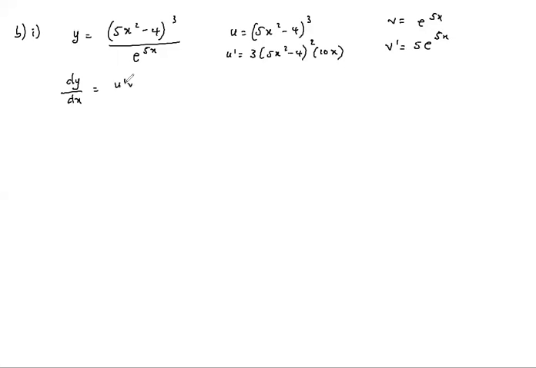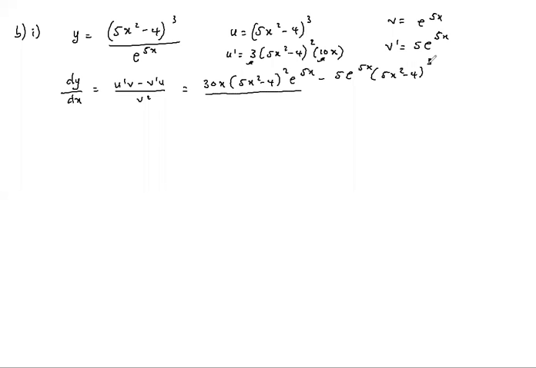Then we are now looking for this over v squared. You can multiply this 3 by 10 and get 30x, then (5x squared minus 4) to the power 2, multiplied by v, which is e^5x, minus 5e^5x multiplied by u, (5x squared minus 4) to the power 3, and then divide by (e^5x) to the power 2. You can choose to simplify or you end there.